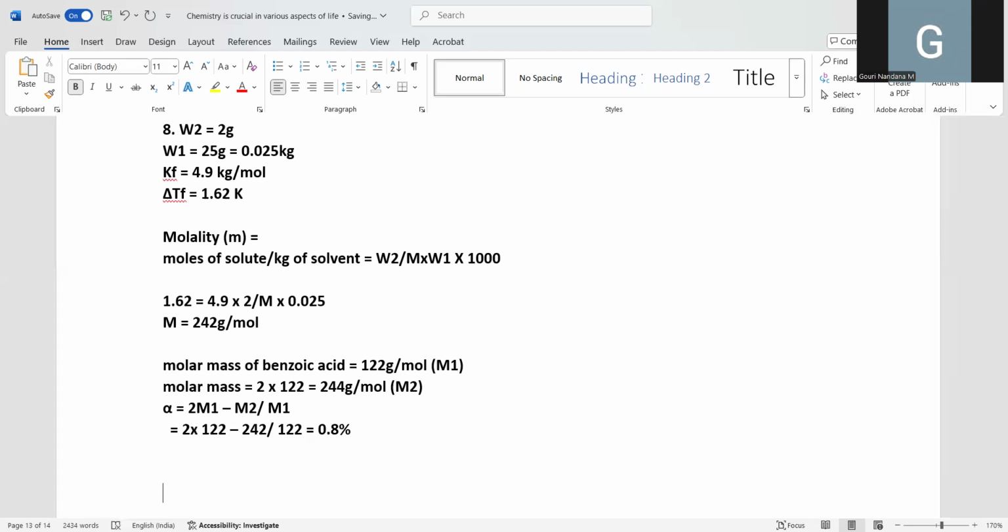Now the last question. The freezing point depression of 5 into 10 raised to minus 3 molar solution of sodium sulfate in water was found to be 0.0265 K. Calculate the degree of dissociation of the salt at this concentration.